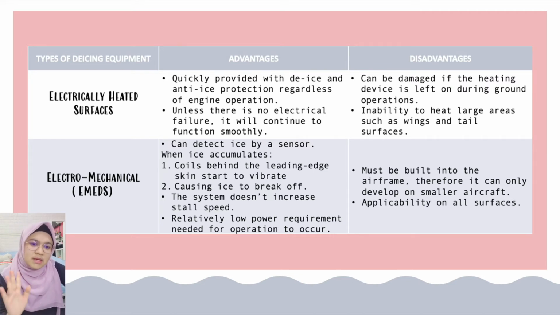Last but not least is the electromechanical, also known as EMEDS. The advantage of this is that it can detect ice by sensor. When ice accumulates, the coil behind the leading edge skin starts to vibrate, causing the ice to break off. The system doesn't increase stall speed, and a relatively low power requirement is needed for operation. But the downside of this is that it must be built into the airframe. Therefore, it can only be developed for smaller aircraft, as applicability on all surfaces is limited.